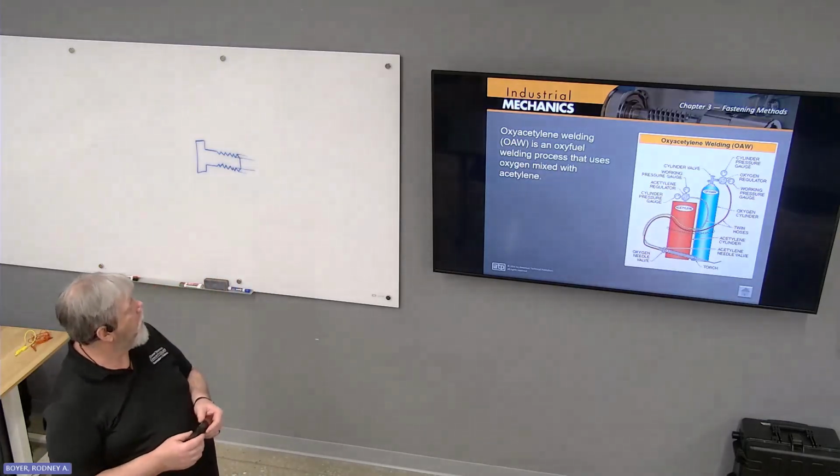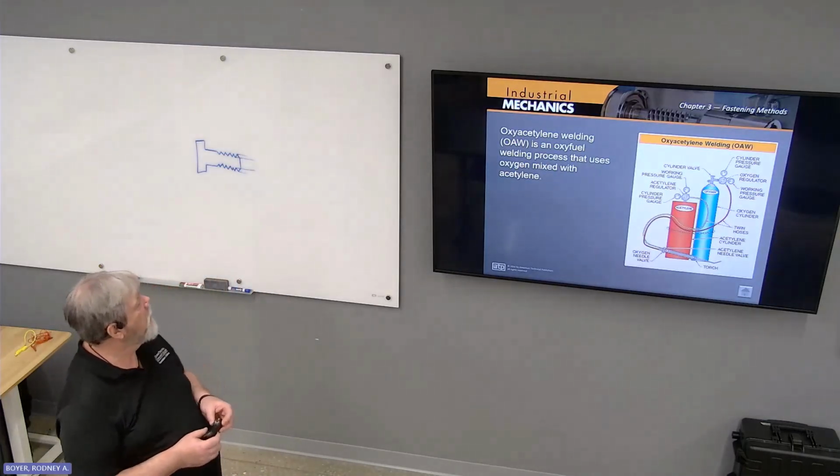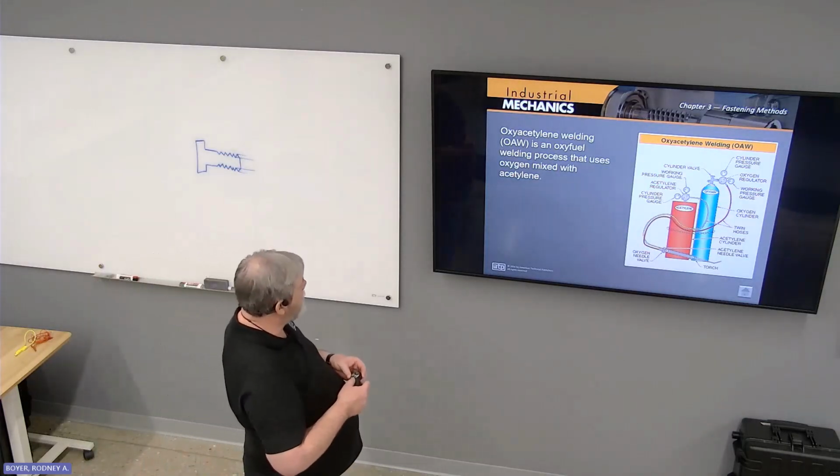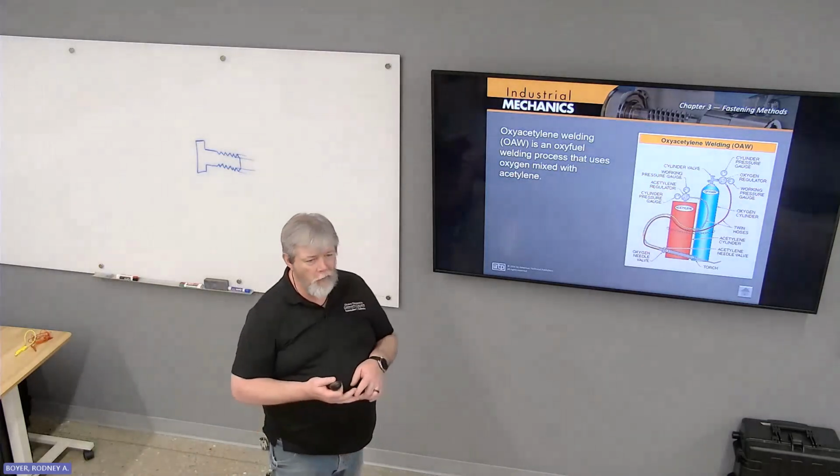Oxyacetylene welding, or OAW, is an oxy-fuel welding process that uses oxygen mixed with acetylene. It can either be used for welding or cutting.